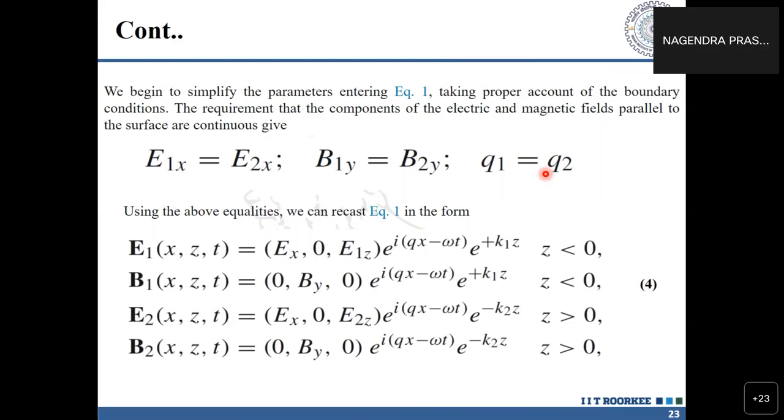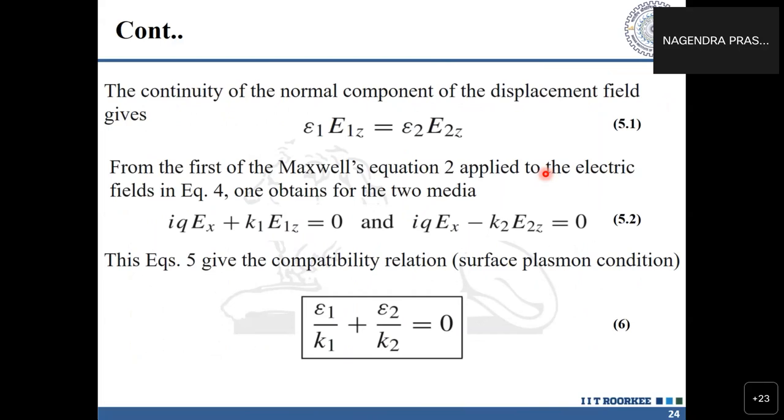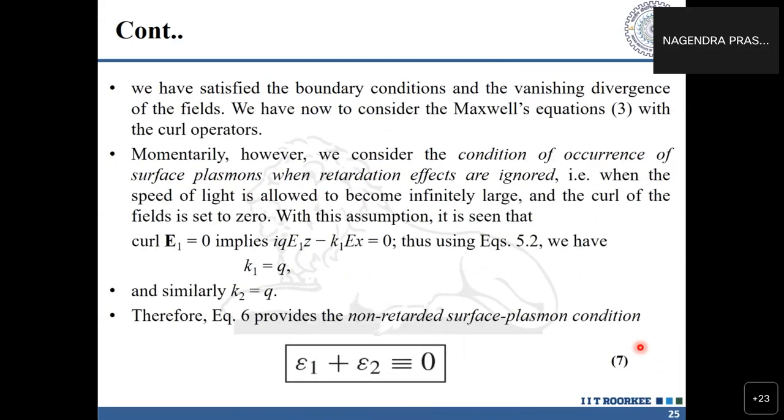So using these conditions, you can write down or simplify those equations. Continuity of the normal component of the displacement field, from the first of Maxwell's equations, is applied. With a little simplification, that gives you a surface plasmon condition. That is the compatibility relation, equation number 6, which says epsilon 1 divided by k1 plus epsilon 2 divided by k2 must be equal to 0. So we have satisfied the boundary conditions and vanishing divergence of the field.